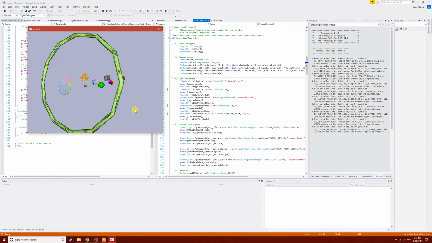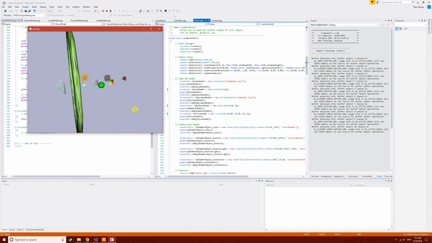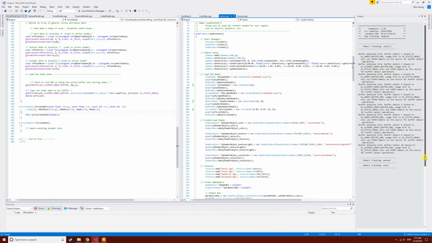And that's it for this demo. And also there will be no memory leak right now. And thank you.